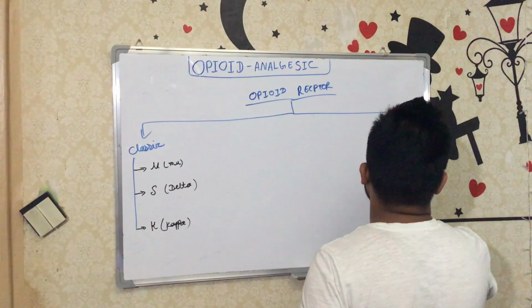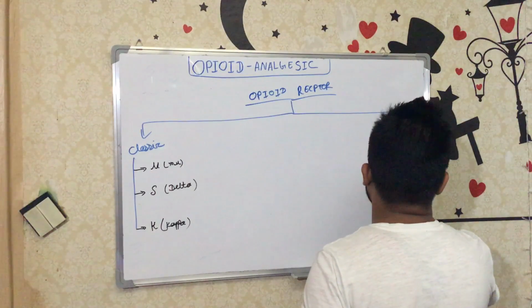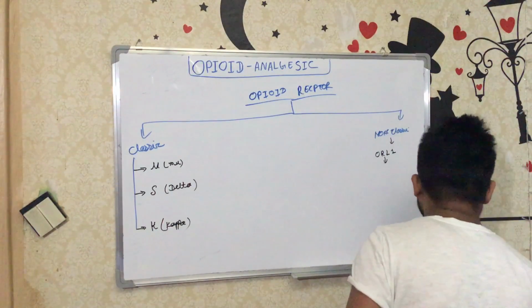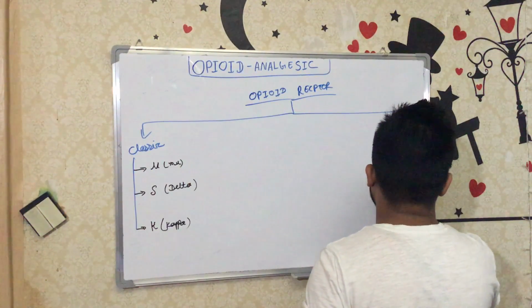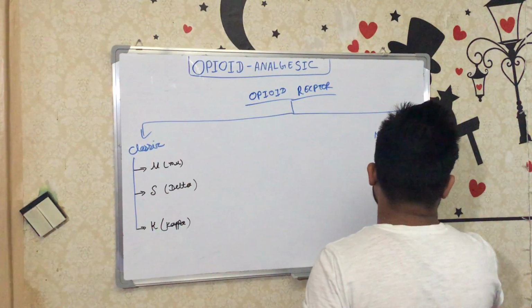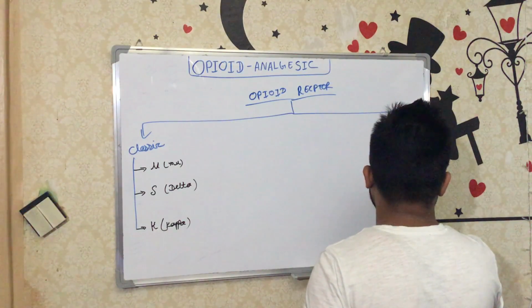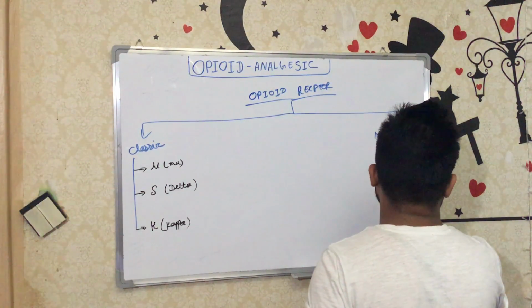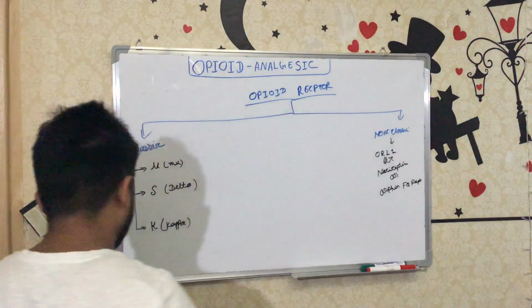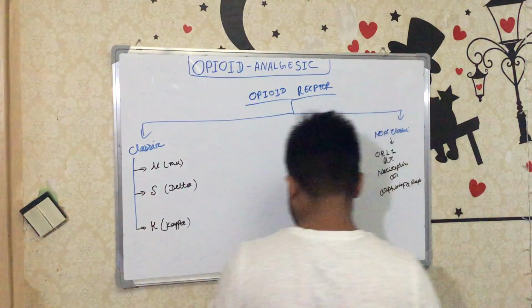And the non-classic has opioid receptor-like one, and sometimes we can say nociceptive or orphanin FQ receptor.